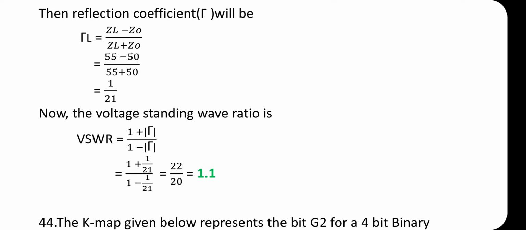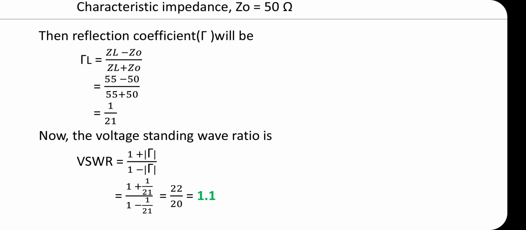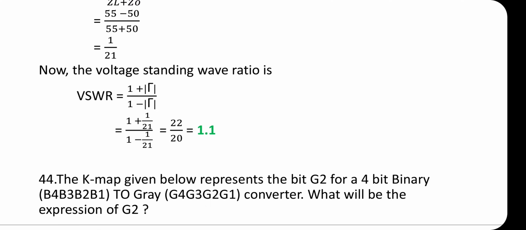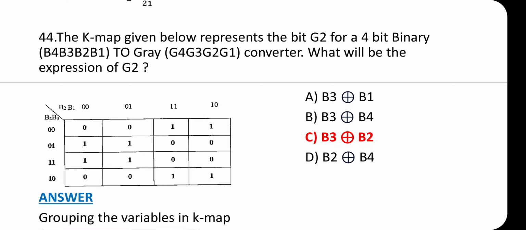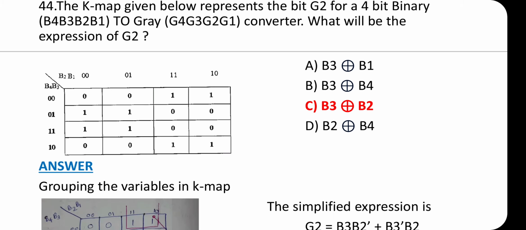Now the voltage standing wave ratio VSWR equal to 1 plus modulus of gamma divided by 1 minus modulus of gamma, that is reflection coefficient. 1 plus 1 by 21 divided by 1 minus 1 by 21, which is equal to 1.1. The next question is 44. The K-map given below represents the bit G2 for a 4-bit binary B4, B3, B2, B1 to gray G4, G3, G2, G1 converter. What will be the expression of G2?